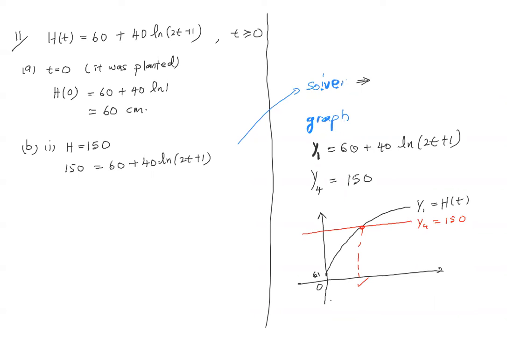Second trace. Do you see intersection there? Then you just press, then you get the answer. Do you get this as 4.24? So you can just say after 4.24 years.